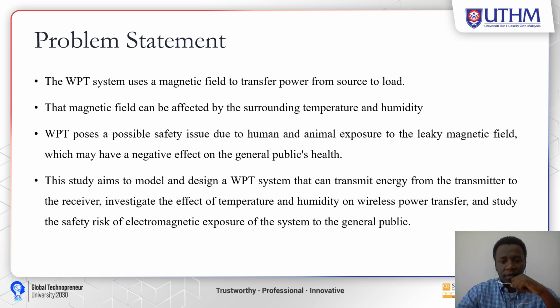Also, wireless power transfer poses a high risk for humans and animals, as I mentioned. They have a distance from the primary to the secondary, and it might cause health problems. So this study aims to model and design a wireless power transfer system that can transmit energy from the transmitter to the receiver, to investigate the effect of temperature and humidity on wireless power transfer, and also to study the safety risk of electromagnetic exposure from the system to the general public.